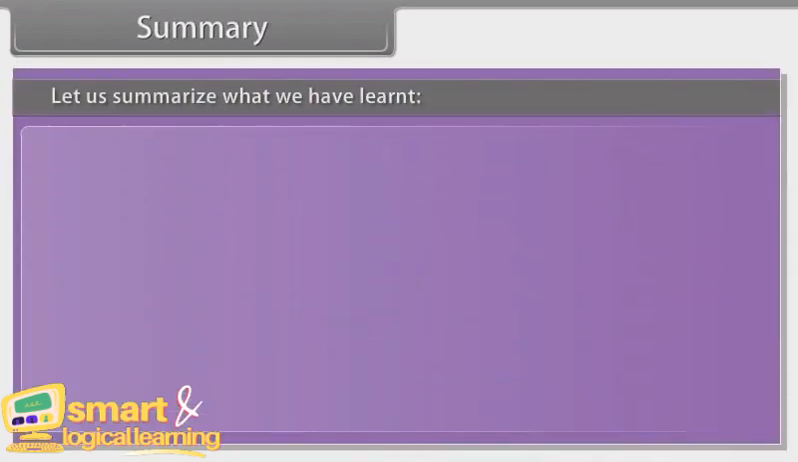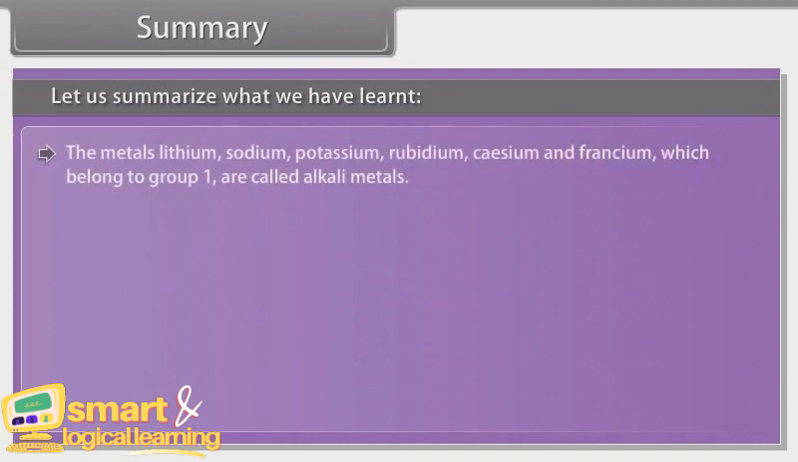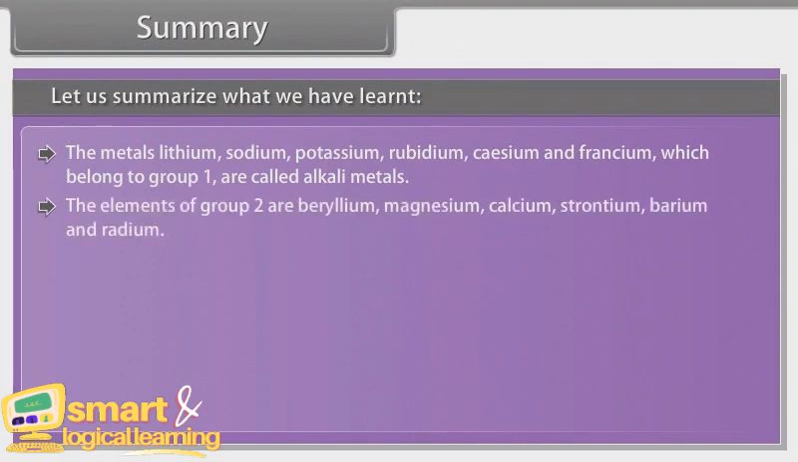Summary. Let's summarize what we have learnt. The metals lithium, sodium, potassium, rubidium, caesium and francium, which belong to group 1, are called alkali metals. The elements of group 2 are beryllium, magnesium, calcium, strontium, barium and radium.